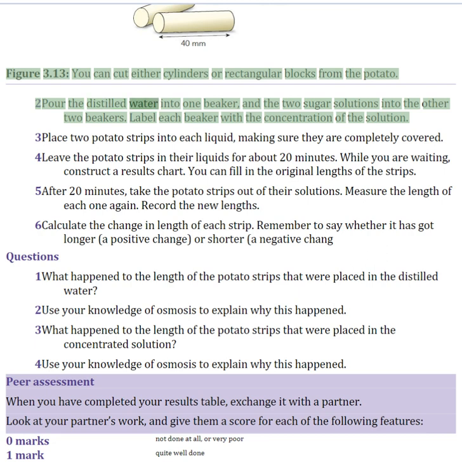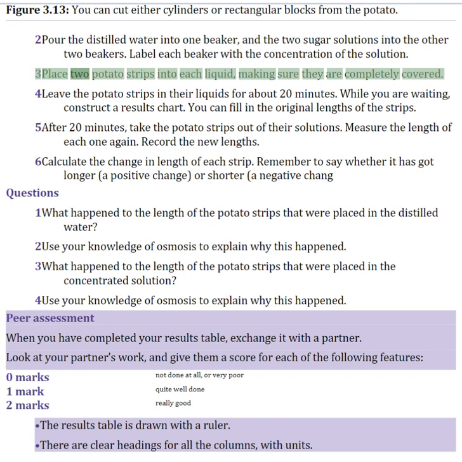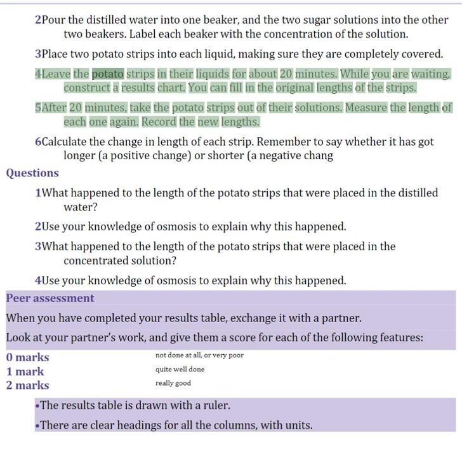2. Pour the distilled water into 1 beaker, and the 2 sugar solutions into the other 2 beakers. Label each beaker with the concentration of the solution. 3. Place 2 potato strips into each liquid, making sure they are completely covered. 4. Leave the potato strips in their liquids for about 20 minutes.